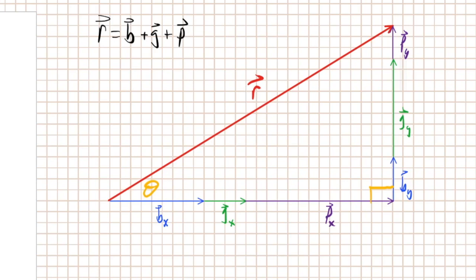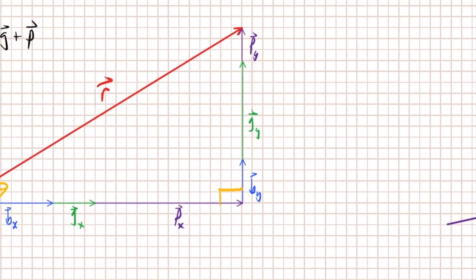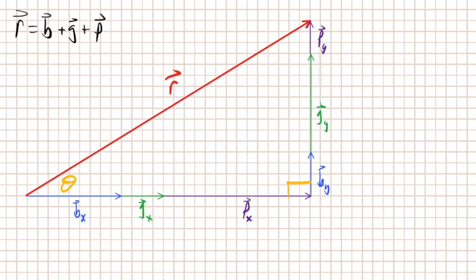What we can do is take any ugly vector question and break up every single vector into their x bits and their y bits. And then you simply get a right angle triangle. Well, of course, we need to figure out how big the x side is and how big the y side is. And that's really simple too.